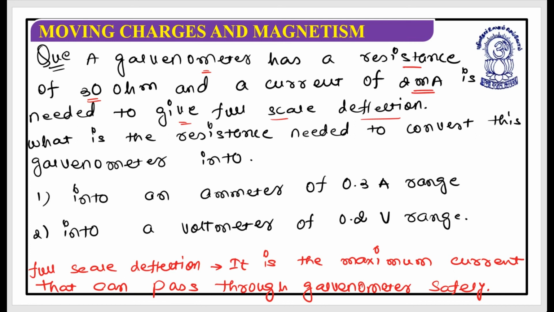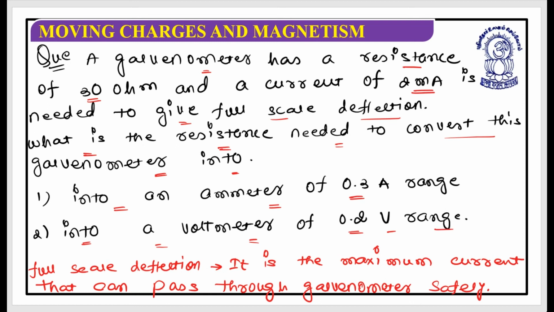When they say full scale deflection, this is the maximum amount of current that can be passed through the galvanometer. We cannot have current more than this pass through it. So the question is, what is the resistance needed to convert this galvanometer first into an ammeter of 0 to 0.3 ampere range, and then into a voltmeter having 0 to 0.2 volt range? I hope this is clear.